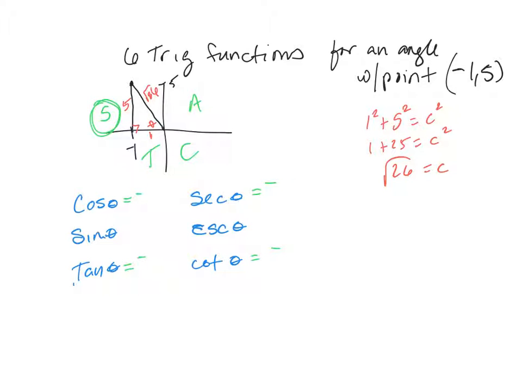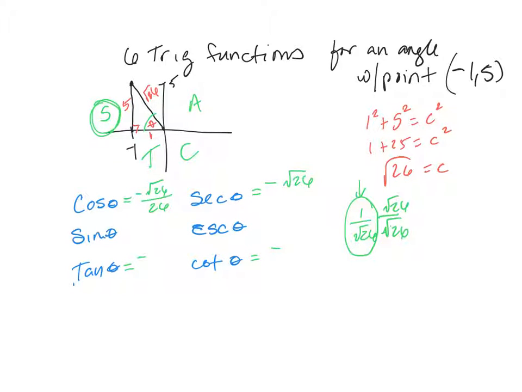So now we got to find everything. So cosine of theta, here's theta right here, is going to be adjacent over hypotenuse. So it's going to be 1 over root 26. And I'm not dealing with the sine because the sine's already on that sheet. And so I'm going to multiply by root 26 over root 26. So it's going to be negative root 26 over 26. Okay? Well, I'm going to go ahead and do secant right now. And it's going to be negative root 26 because I'm going to flip this guy over. And I'm done with my cosine and my secant.